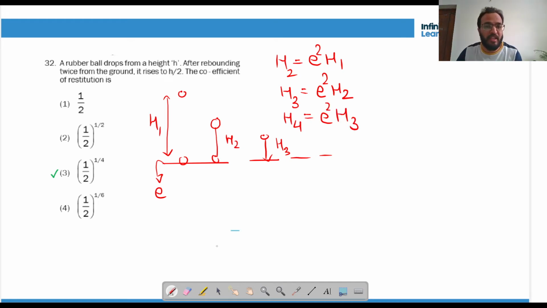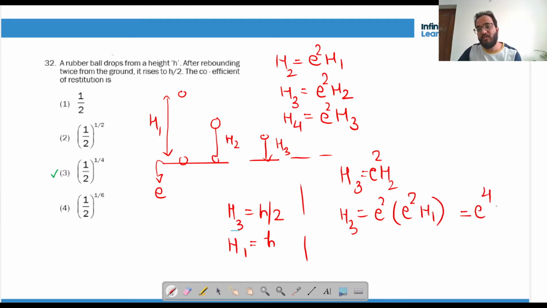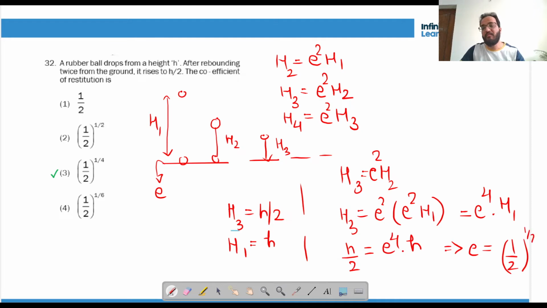So there's a formula. h2 is e square h1, h3 is e square h2, h4 is e square h3, like this. They have given us that h3 is equal to h by 2 and h1 is equal to h. So h3 is e square h2, and h2 is e square h1, so it is e to the power 4 h1. So h by 2 is equal to e to the power 4 into h. So e is (1 by 2) to the power 1 by 4. Got it? Third option is correct.